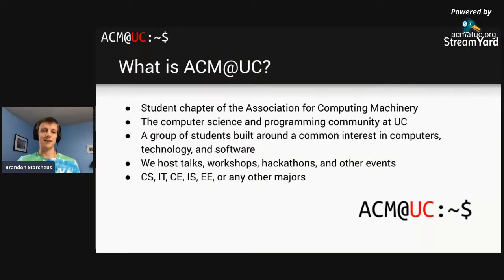Let's get started with what is ACM at UC. ACM at UC is the student chapter of the Association for Computing Machinery, which is a national organization. We're really based around computer science and programming, and we're a group of students built around a common interest in computers, technology, and software. We host tech talks, workshops, hackathons, and lots of other events we'll talk more about. We're open to all majors, but we are mostly CS, IT, computer engineering, IS, EE, but also other ones too.